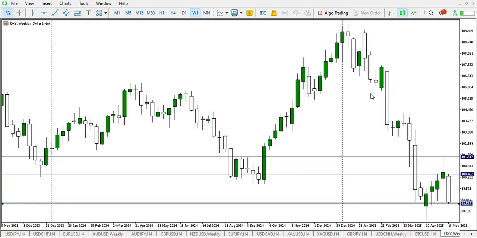As always, plan your trade and trade your plan. Most importantly, manage your risk and emotions.